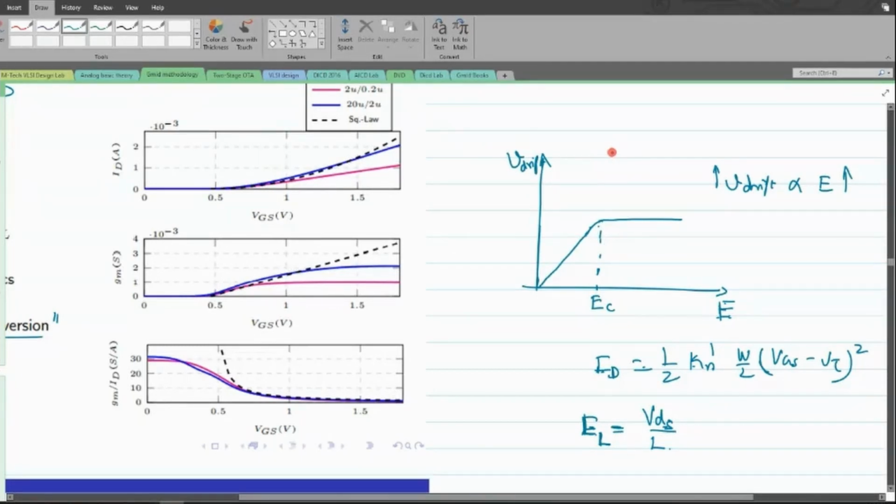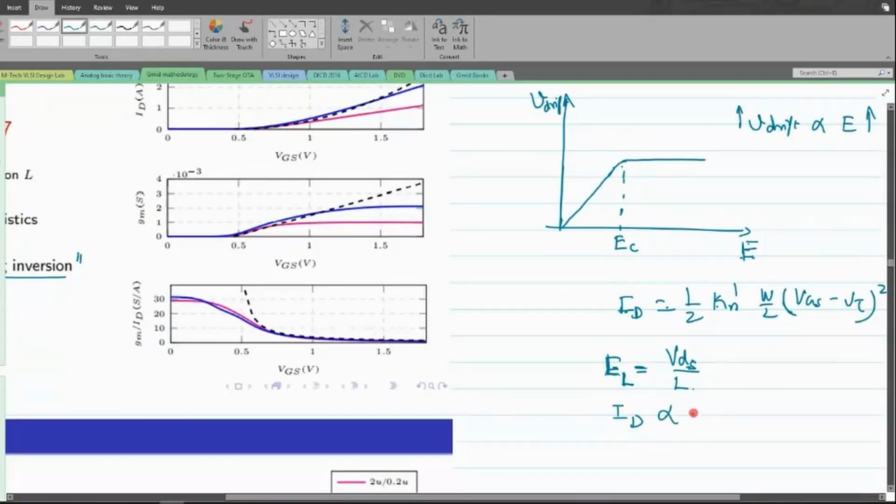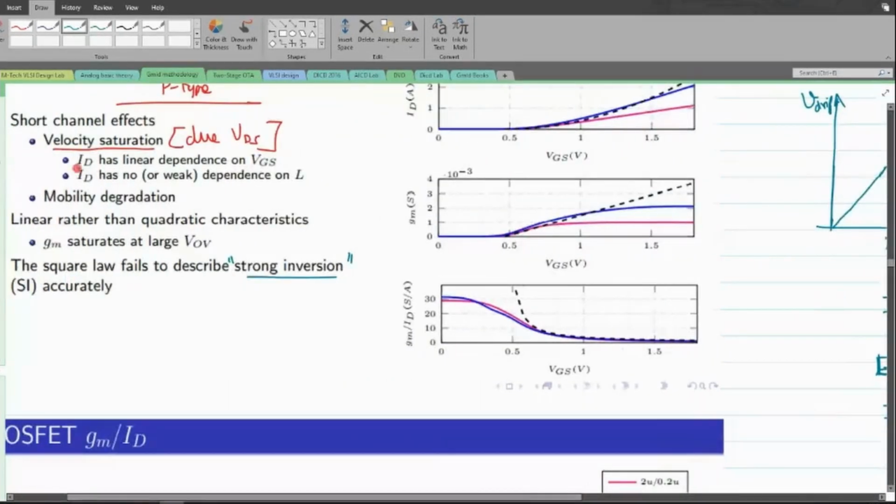Okay, and this normally happens whenever the channel length that you're using is small, due to which the current becomes proportional to VGS minus VT. Whereas in the previous case, when the electric field is less than the critical electric field, the current ID is proportional to VGS minus VT the whole square. Here there is no square term. So that's the difference. Whenever your transistor suffers from velocity saturation effect, the ID becomes linearly dependent on VGS, rather than a quadratic dependency.